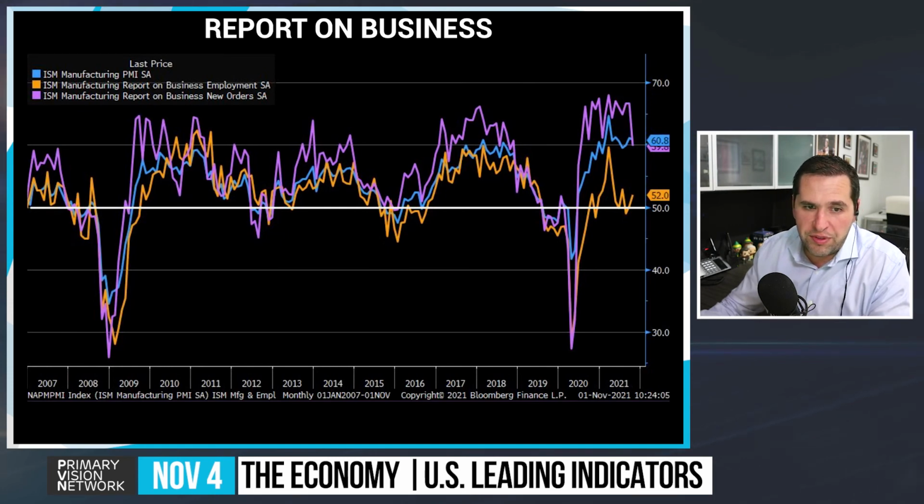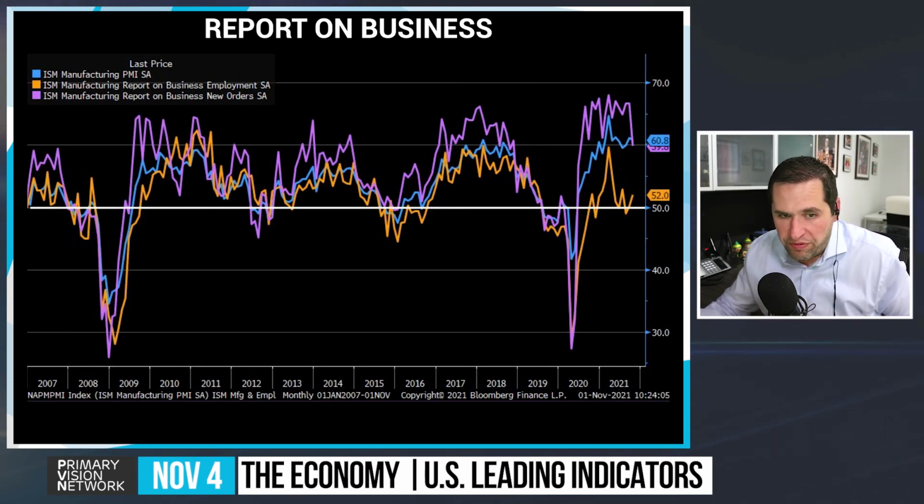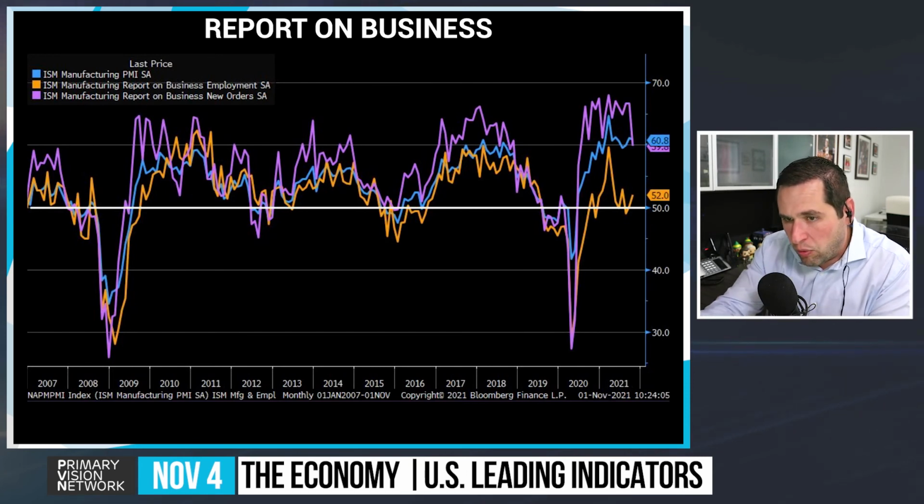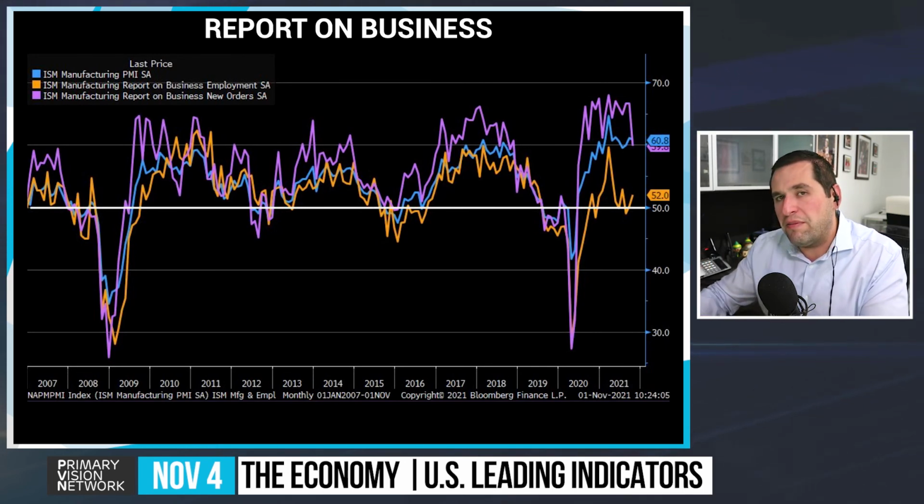So it dipped to 60.8 versus the estimate of 60.5. New orders fell sharply, but still expanding. Production eased a touch. Inventories improved and exports ticked up. So you get an idea of kind of what this looks like and how we're starting to congregate. But that drop in new orders is the biggest concern because now you have the backlog.